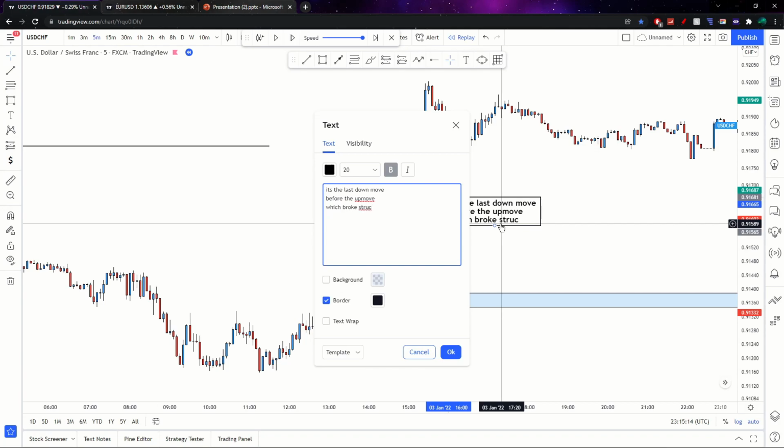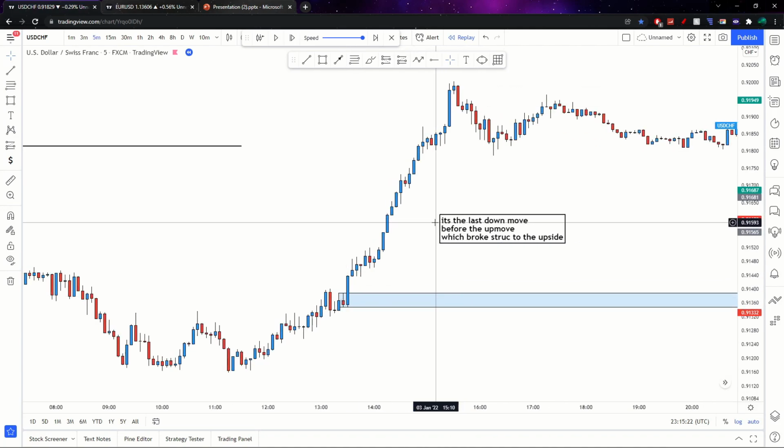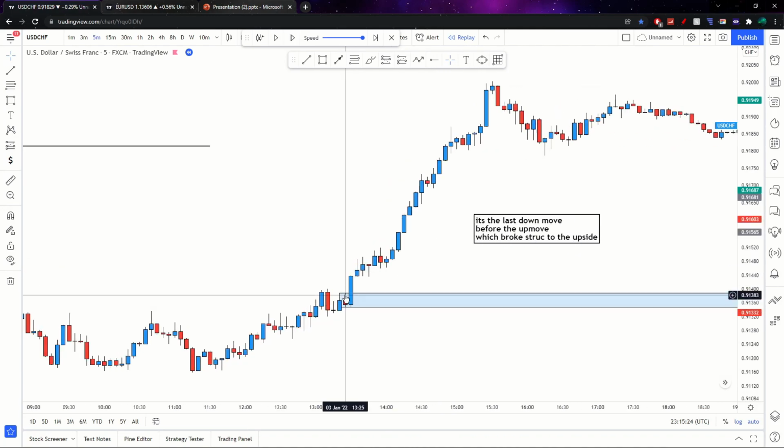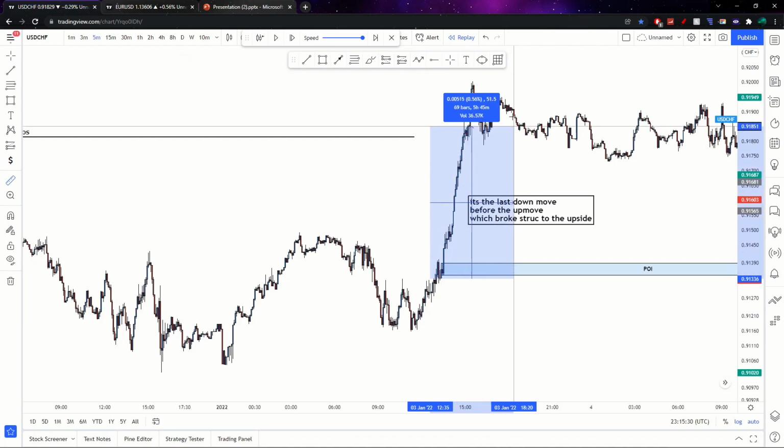I'll try struck for now, to the upside, right? That's what I'm looking for, the buy order block. If we just look at the last down move, this is clearly a bear candle. It's the last down move before the up move, which is this whole area of movement right here.